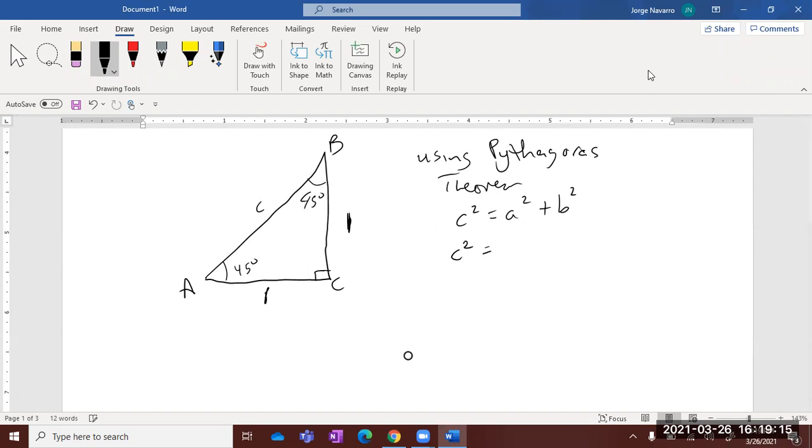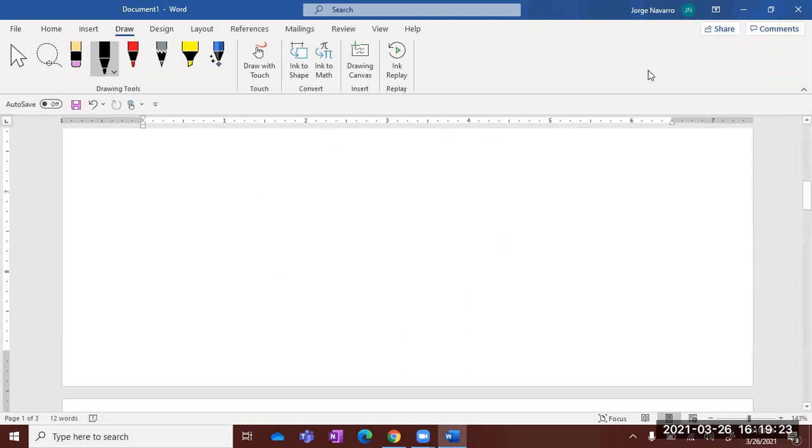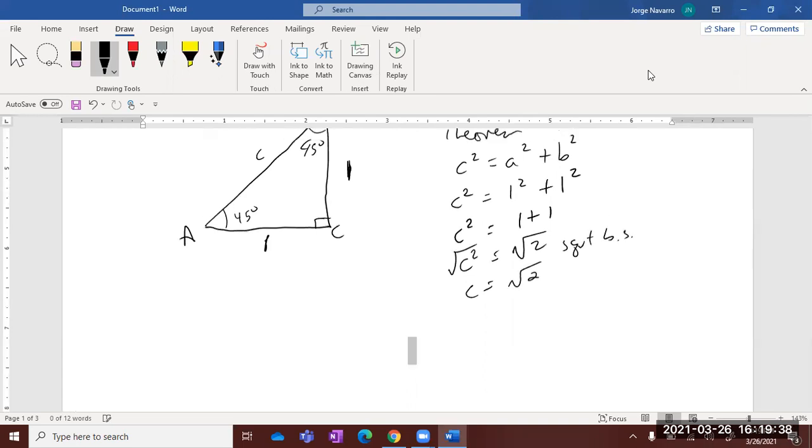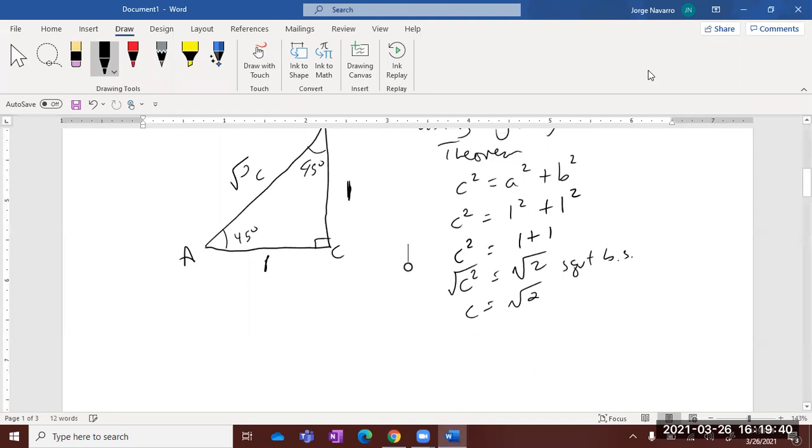So C squared is equal to 1 squared plus 1 squared. So C squared is equal to 1 plus 1, since 1 times 1 is 1, and 1 times 1 is 1 as well. So 1 plus 1 is 2. So C squared is 2, but then I have to square root both sides. So C is the root of 2. So here, this is the root of 2.